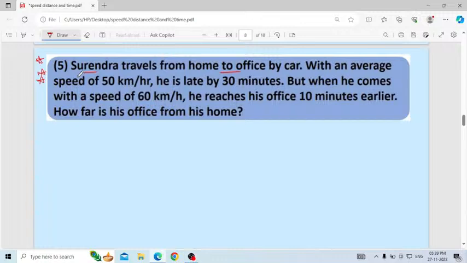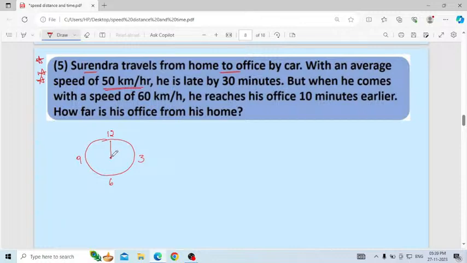Next, Surendra travels from home to office by car with an average speed of 50 km per hour. The average speed is given. Surendra travels from home to office, and he is late by 30 minutes. Roughly I will draw the clock here: 12, 3, 6, 9, 12. He will become 30 minutes late.